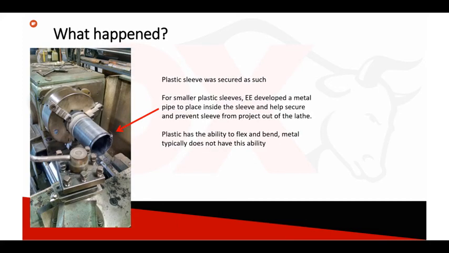Page 6. What happened? The plastic sleeve was secured as such in the lathe. For smaller plastic sleeves, the employee developed a metal pipe to place inside the sleeve and help secure and prevent the sleeve from projecting out of the lathe. Plastic has the ability to flex and bend. Metal typically does not have this ability.